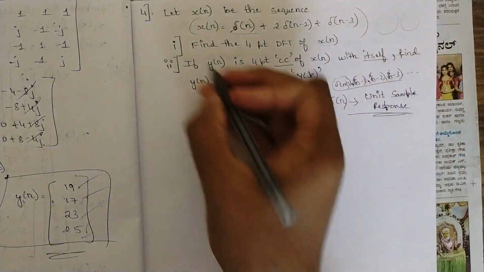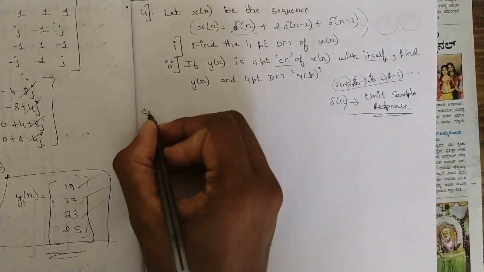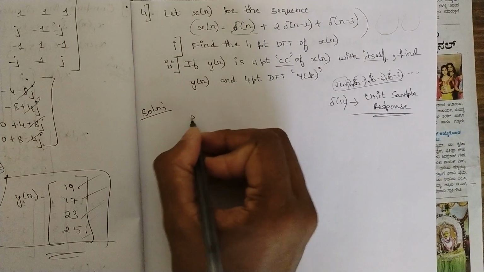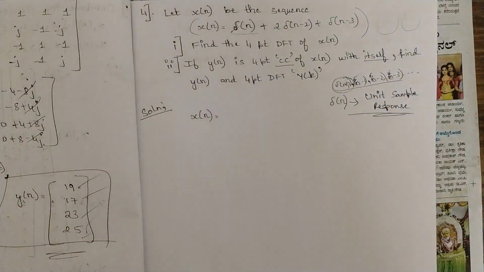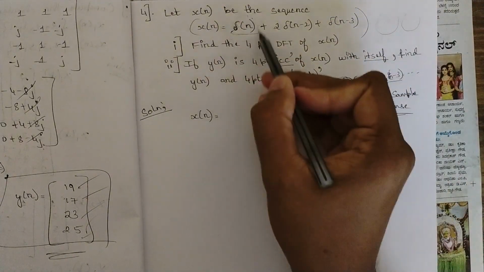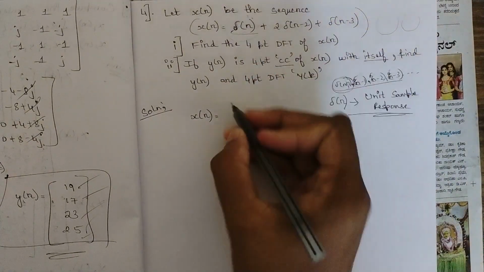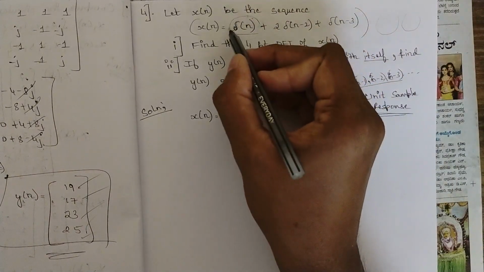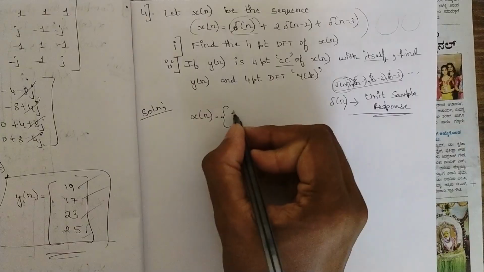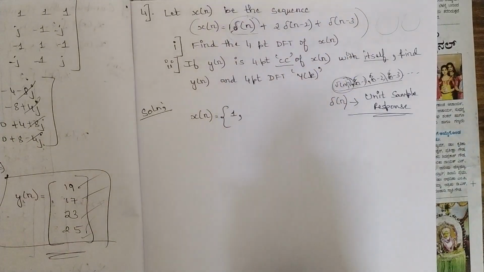For example, for this question only, let us consider, okay, x of n, it starts with delta of n. So here in this case, it is starting from delta of n only, so that would be our first term, that is the coefficient of this delta of n, that is 1, right? So that is the first term, 1, comma.